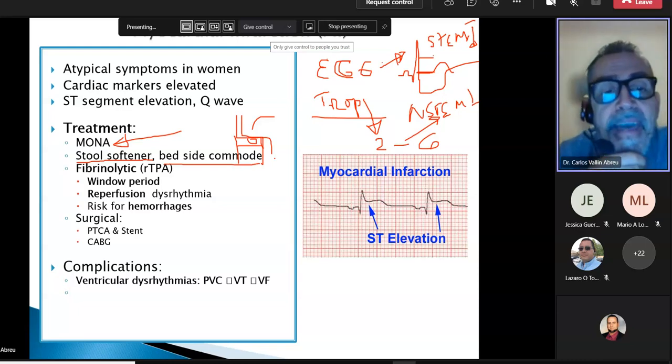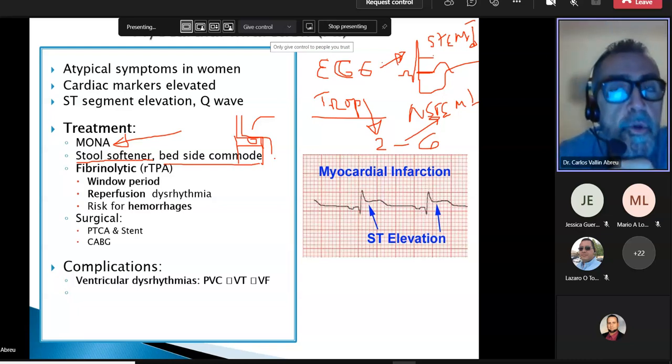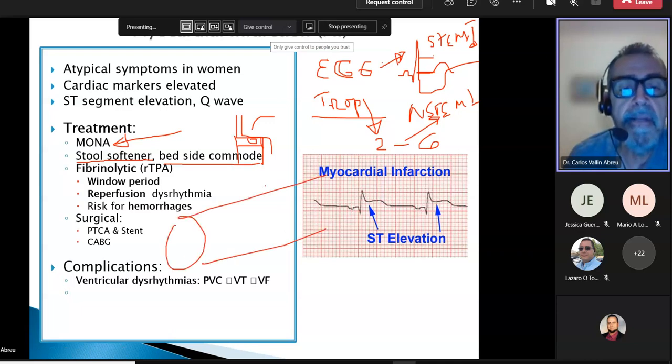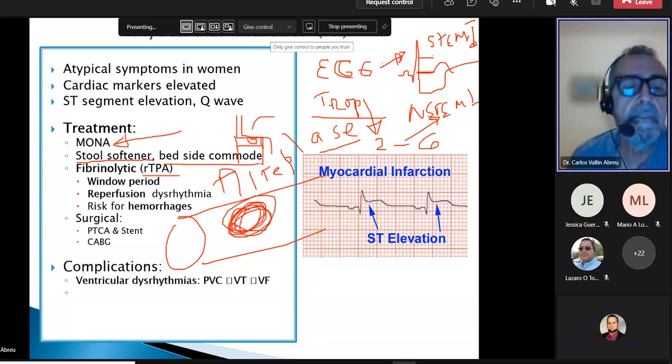One of the reperfusion therapies in which you can be involved is the administration of fibrinolytic therapy. Fibrinolytic therapy medications are of the family of the TPA. TPA here is tissue plasminogen activator, recombinant tissue plasminogen activator. The most frequently used in America is alteplase. They always end in A's because they are enzymes. They are thrombolytic enzymes that are able to dissolve the clot that is obstructing the coronary artery.